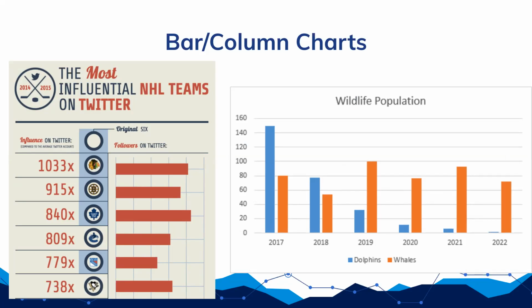Here on the right, we're showing an ordinal variable. That means a variable that is not a number, but it has some order, like the year. We're showing the population of dolphins and whales by year. So it makes sense to use column charts, vertical bars.